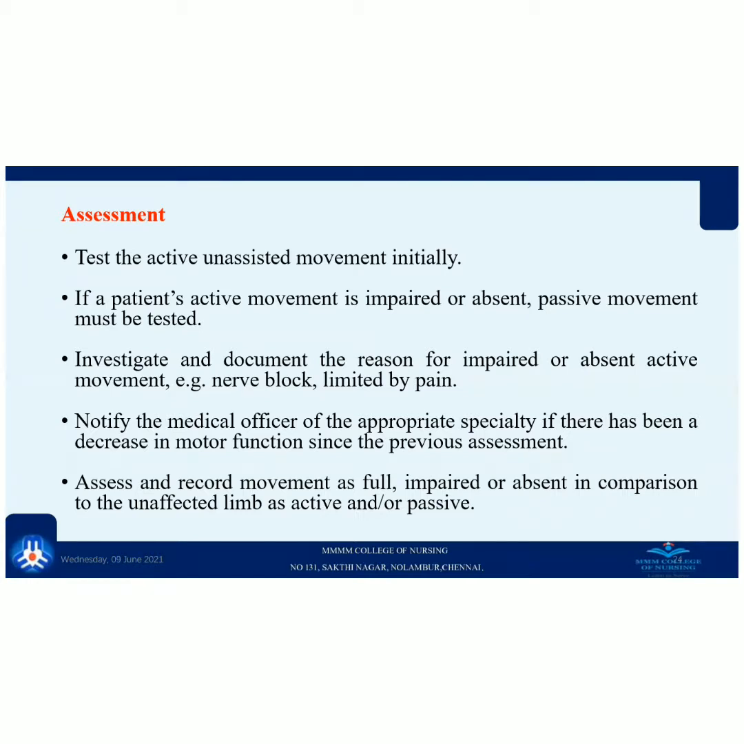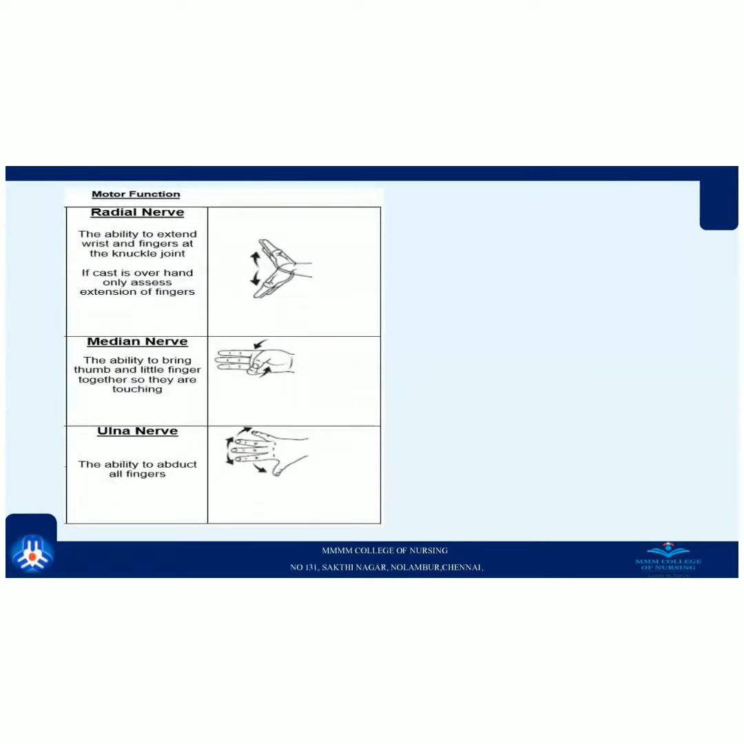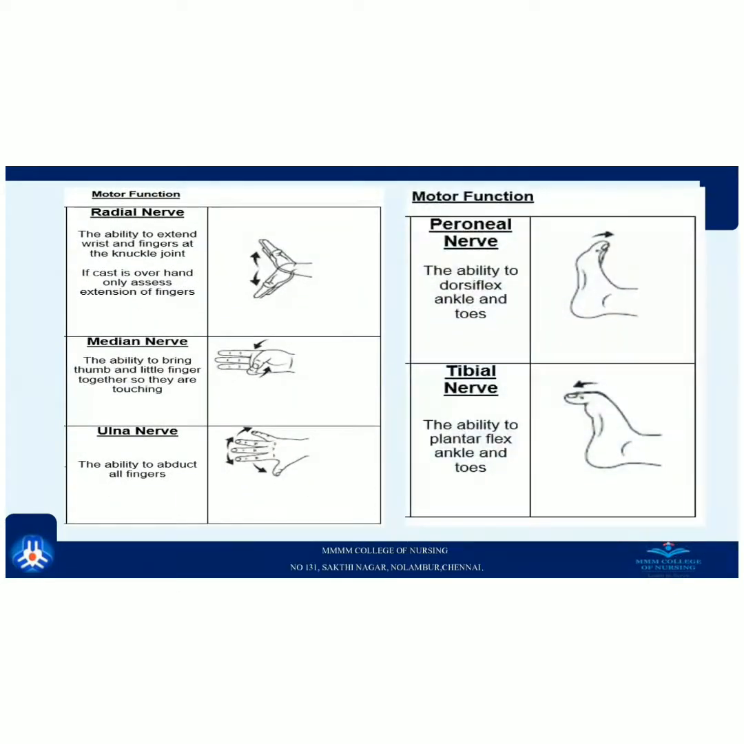Notify the medical officer for the appropriate specialty if there has been a decrease in the motor function since the previous assessment. Assess and record movement as full movement, impaired movement, or absent, in comparison with the unaffected limb, as active or passive movement. Next, we'll see motor function assessment in both the upper limb and the lower limb.